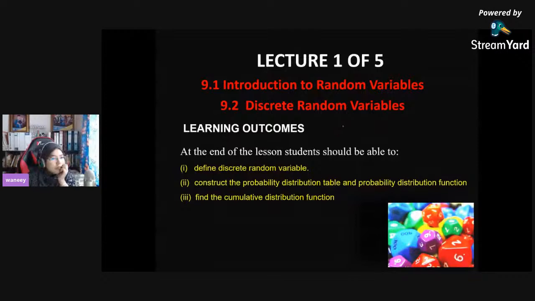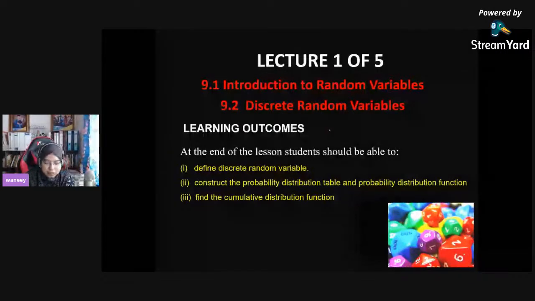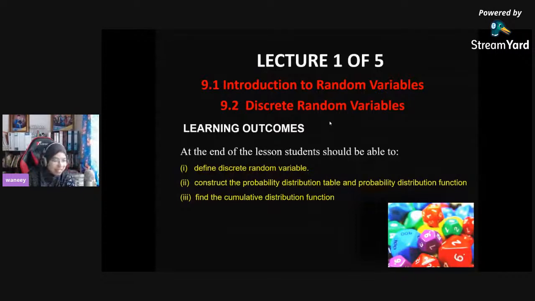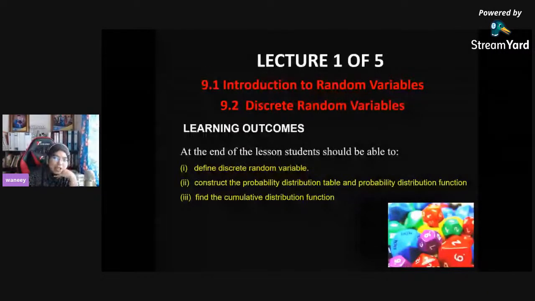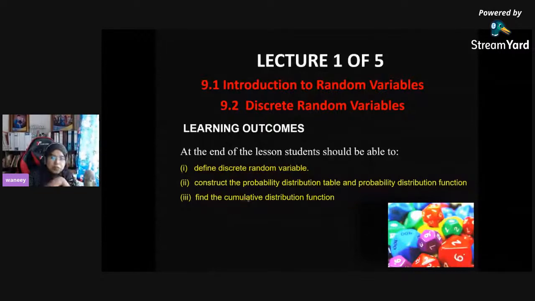Okay, so jom start lah dengan chapter 9, random variable, so that as soon as we finish, we can go and have our lunch or our breakfast. Now we have a few learning outcomes for today. At the end of the lesson, you should be able to define discrete variable, construct the probability distribution table and probability distribution function as well as the graph, and then find the cumulative distribution function.